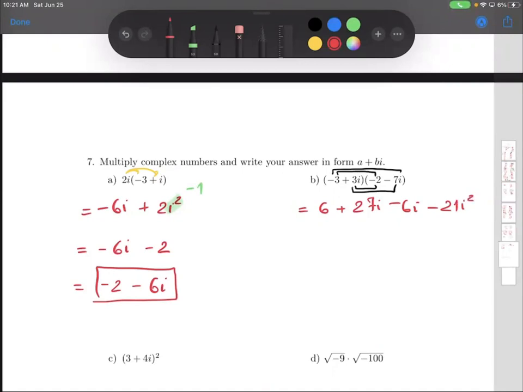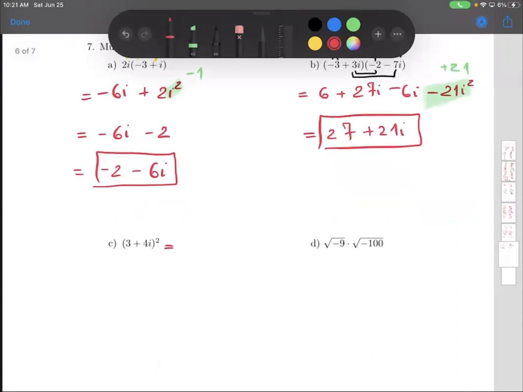Well, i squared is negative 1, so this whole thing becomes positive 21, right? 6 plus 21 is 27. And then you combine like terms, 27i minus 6i is 21i. And that will be your final answer.